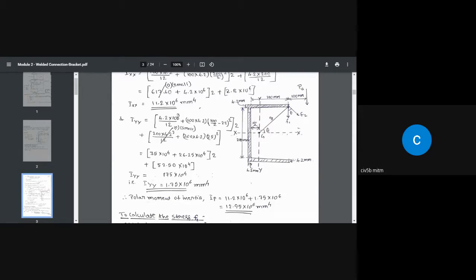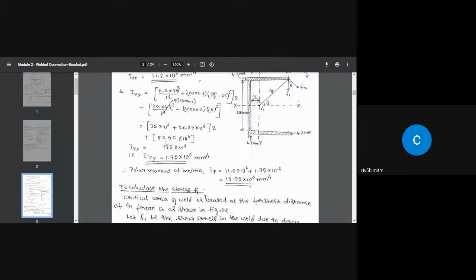Plus the moment of inertia of this weld about this axis, that is 200 multiplied by 4.2 cube by 12, bd cube by 12, plus 200 multiplied by 4.2 into the square of the perpendicular distance. That is the area of this weld, and the square of the perpendicular distance between the centroid of this weld and the main centroid. Of course, I'm going to ignore this because it is a small quantity. So finally I got the Iyy value equal to 175 multiplied by 10 to the power of 4. That is Iyy equal to this much.